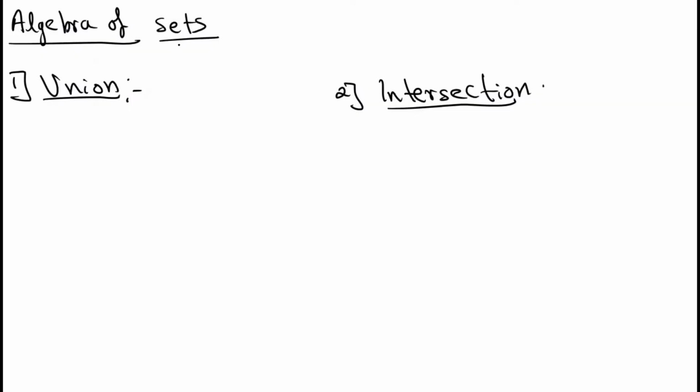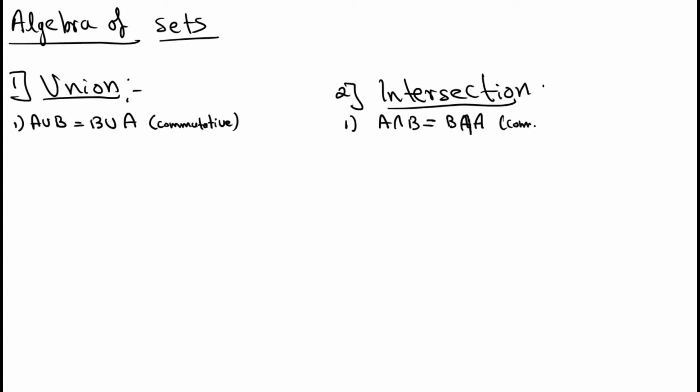Next, algebra of sets. That means algebra of union and intersections. First one is A union B is equal to B union A. We call it the commutative property. Similarly, in intersection also, A intersection B is equal to B intersection A. We call it the commutative property.